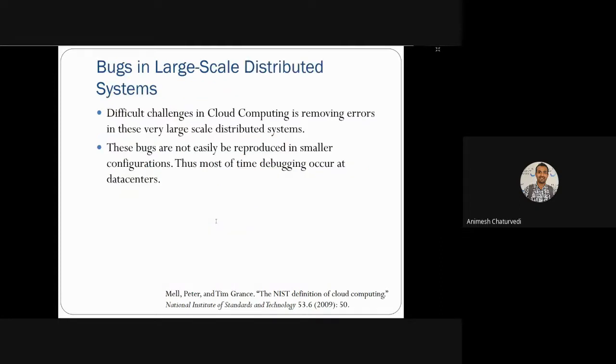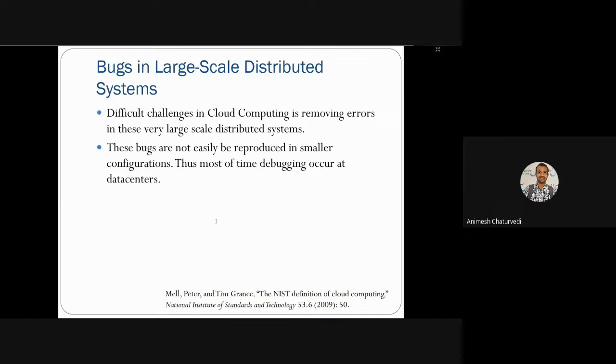Then bugs in large-scale distributed systems. Suppose you are dealing with a large-scale distributed system established by a Hadoop or Spark-like computing platform. What happens? There are various bugs in such a complex cloud computing model, and you need to manage and debug those errors. It is sometimes very difficult to remove such errors, specifically for very large-scale distributed systems. These bugs are not easily reproducible or configurable in a simulator. They happen in real time, live, when you are running and your customer is using it. So these bugs happen, and sometimes it takes a very long time to do debugging at the data center.